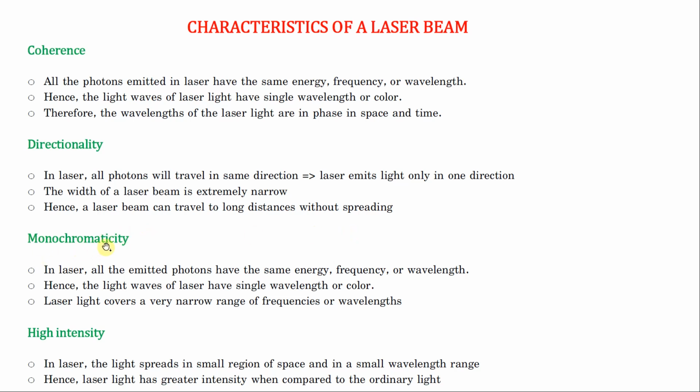Next you have monochromaticity. As we said, all the photons will have the same frequency or wavelength. And last is high intensity. Obviously the laser light has been amplified. It is very much amplified light, and at the same time it is going to spread in a small region and within a small wavelength range. So the resultant is that the intensity of the laser light will be higher in comparison to what an ordinary light can produce.